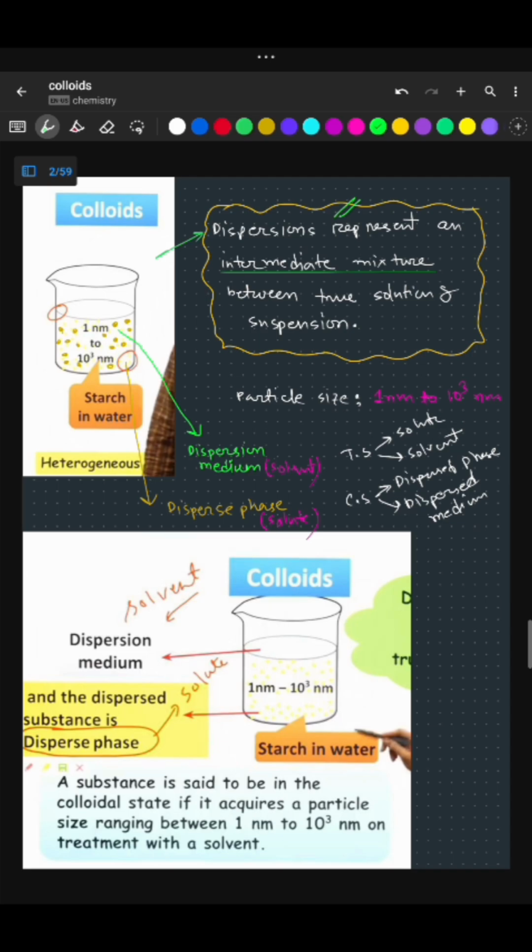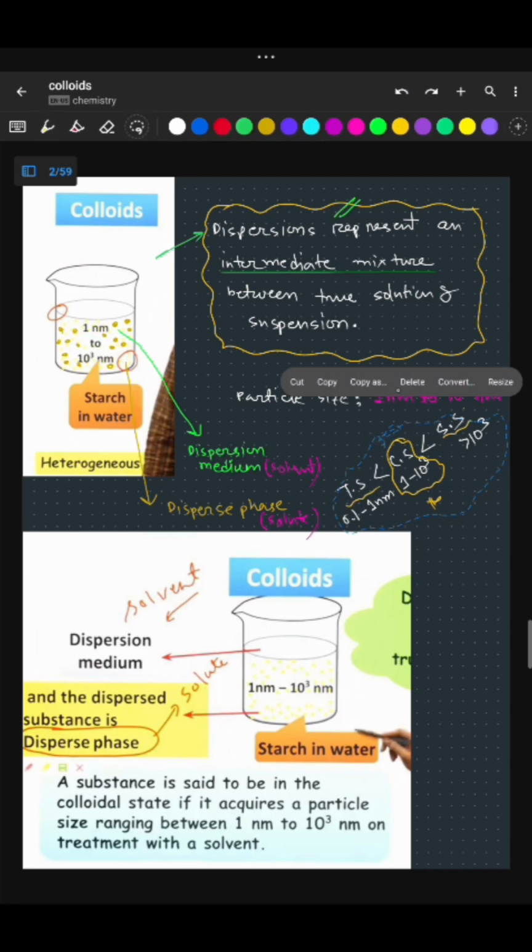Literally, you can see the difference in size. The true solution, there's no space. If we make a little bit of space here, it would be easier for me to write. You can see the true solution and the colloidal solution and suspension solution. The size is 0.1 to 1 nanometer, then 1 to 10,000 nanometer, and this is above 10,000. You can see that the colloidal solution is somewhere an intermediate mixture between suspension solution and true solution. So this was literally a basic idea about what a colloidal solution is.